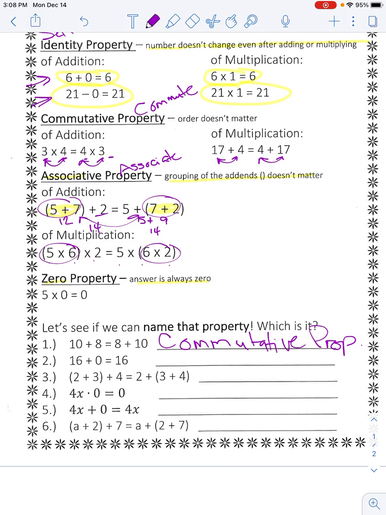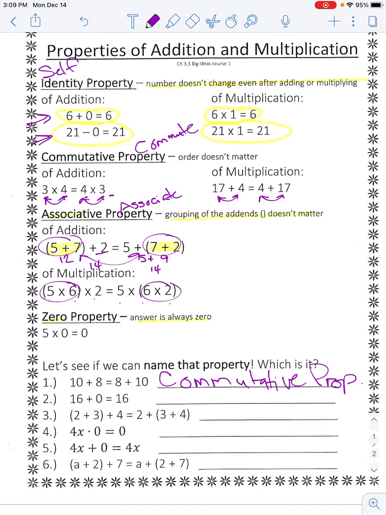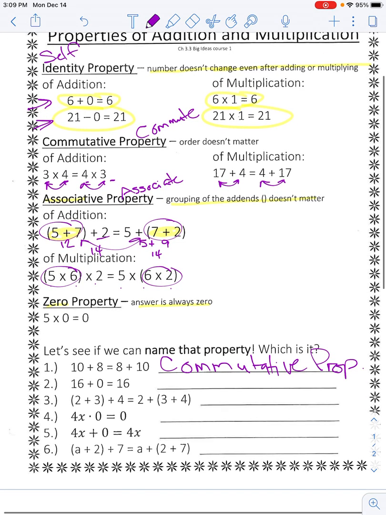16 plus 0 equals 16. Something plus 0 is itself. Self, that's the identity property. Anything plus 0 or minus 0 is itself, or anything times 1 is itself. That's the identity property.